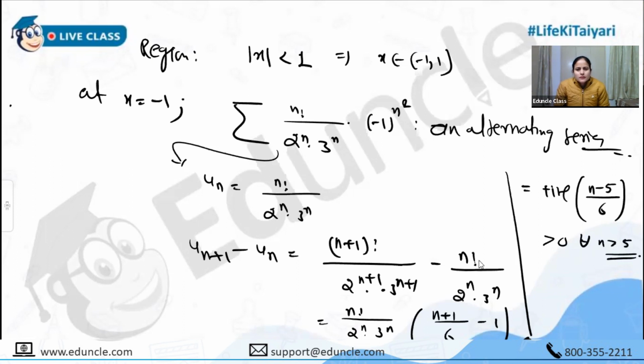So I can say this is decreasing for all n. After removing the first terms, it is decreasing. So my work is done. Now I need to find the limit also. I need to find the limit of this term also.